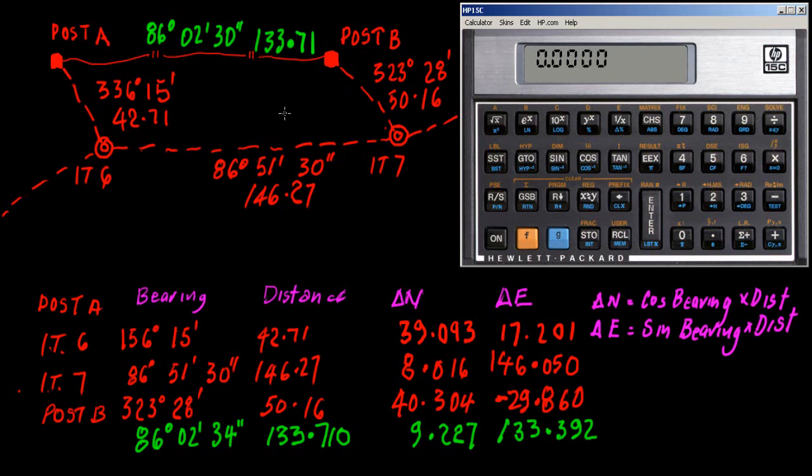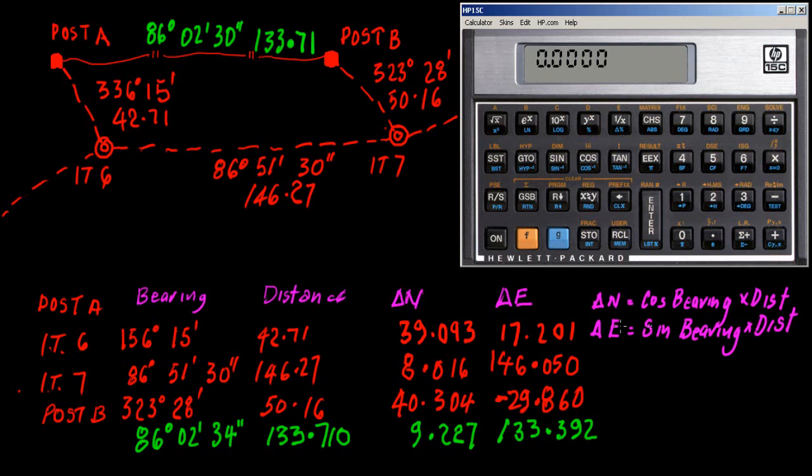Now to do that we have to write the things down, and we have to get all the bearings going the wrong way. Now 336 degrees 15 goes from 6 to A. We want to go from A to 6, so we must take 180 degrees off that, which is 156 degrees 15 for 42.71 meters, and that's what we've written here. Then from 6 to 7 the bearing's going the right way, 86 51 30 for 146.27, and then from IT7 to post B, 323 degrees 28 for 50.16 meters. So there you are, it's written out.